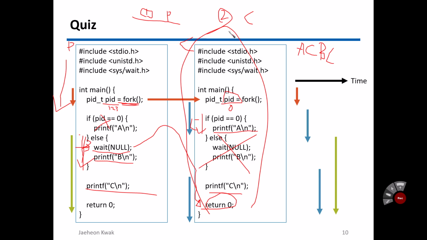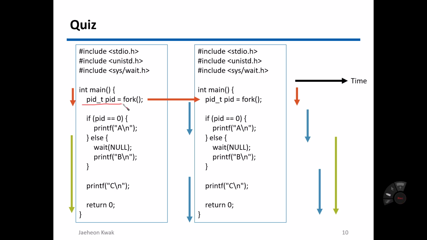And then let's take the second case. After the fork function, let's say that the child process is executed ahead of the parent process. Then likewise, A will be printed firstly, and then C will be printed. So A and C will be printed. And after the termination of the child process, the parent process will be executed. So it will not be printed. And then B and C will be printed.